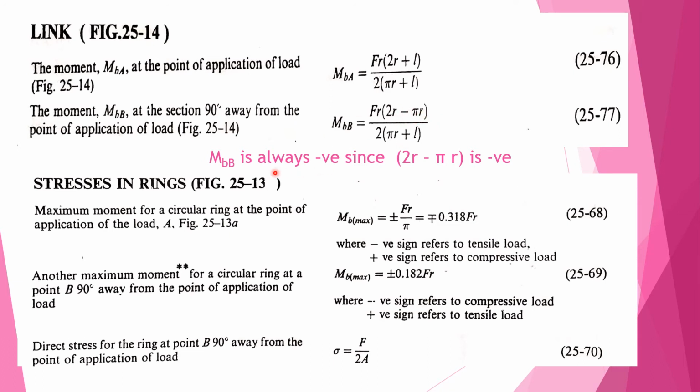So this MB will always be negative. 2R minus pi R is negative. So don't get worried. You substitute the negative value as it is. MB at B is negative, which is given as equation 2577.